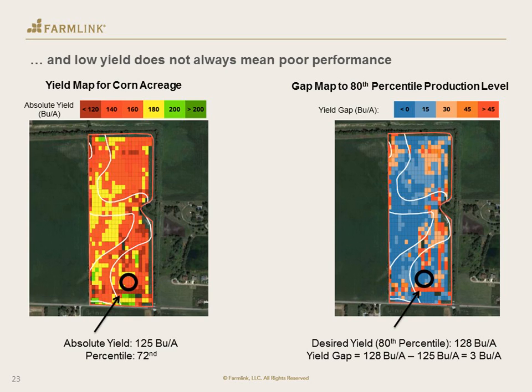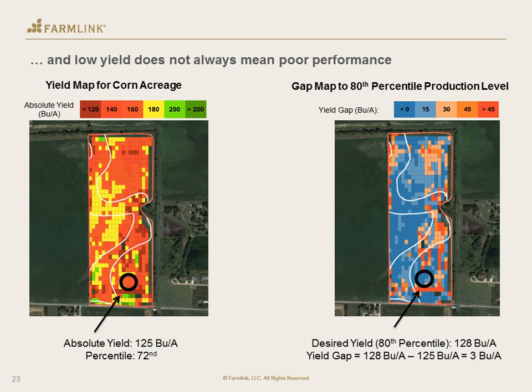Conversely, in this example, the yield map on the left indicates low performance. Notice the abundance of red and orange indicating low absolute yield. Compare that then to the gap map at the 80th percentile for the same field on the right, and you'll see a different story again.